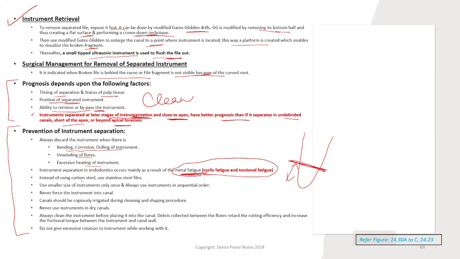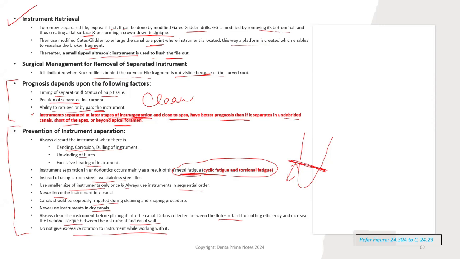Instead of using carbon steel, use stainless steel. Use smaller size instruments only once, and always use instruments in sequential order. Never force an instrument. The canal should be clean and irrigated properly. Never use instruments in a dry canal. Always clean the instrument before placing it into the canal. Debris collected between the flutes retards the cutting efficiency and increases the frictional torque between the instrument and canal wall. Do not give excessive rotation to the instrument while working with it.